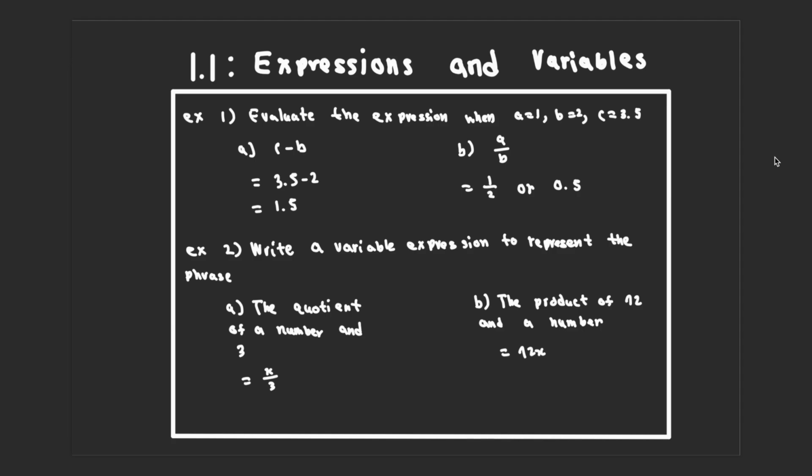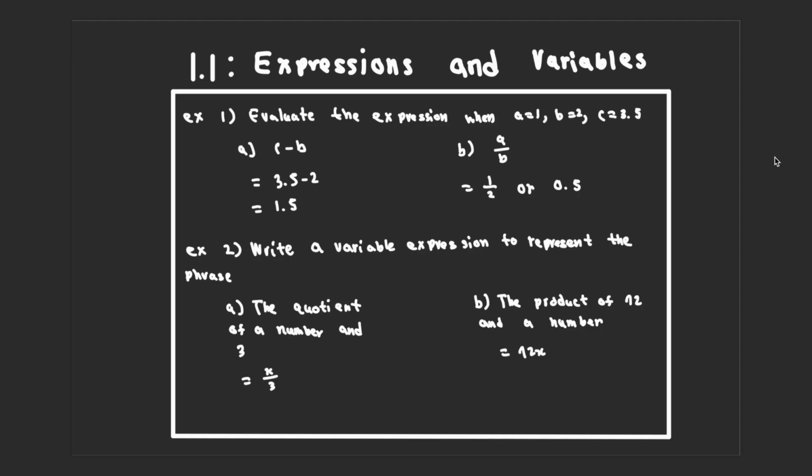Because the problem tells us that c is 3.5 and b is 2, we can substitute these numbers for the variables c and b. If we do this, we will get 3.5 minus 2. Now, all we have to do is do 3.5 minus 2 to get 1.5. Nice! The second question asks us to find a over b. Again, because the question tells us that a is 1 and b is 2, all we have to do is substitute these numbers with the corresponding variables to get half or 0.5.